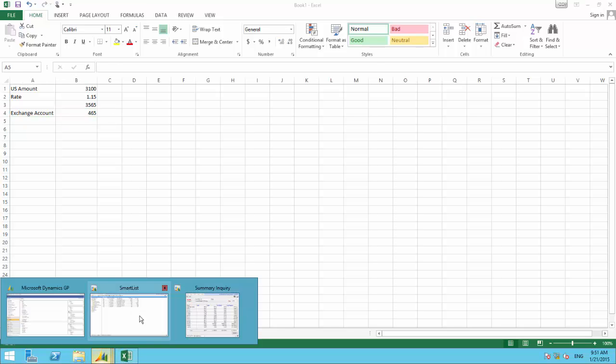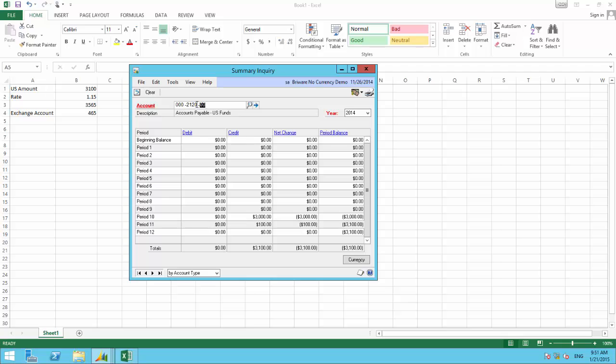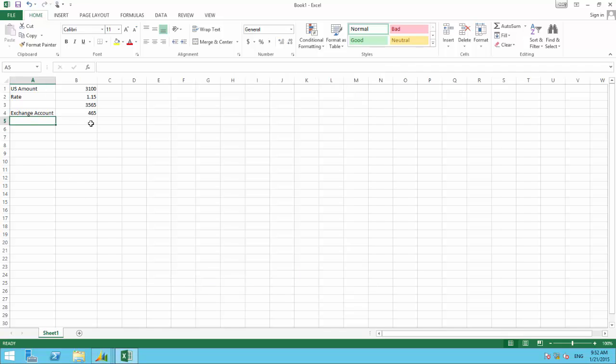But if I go back to my inquiry window and take a look at account number 2121, I can see that my account balance at the end of period 11 is only $129. So I need to do a pretty big credit to that account. I need to credit that account $336 in order to make the amount the equivalent of the current US amount.